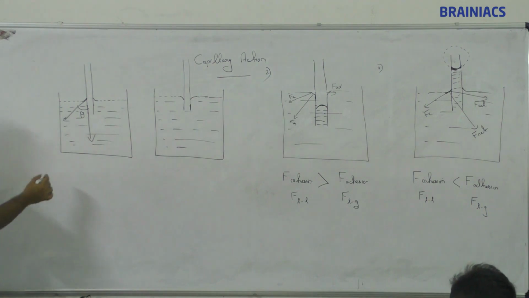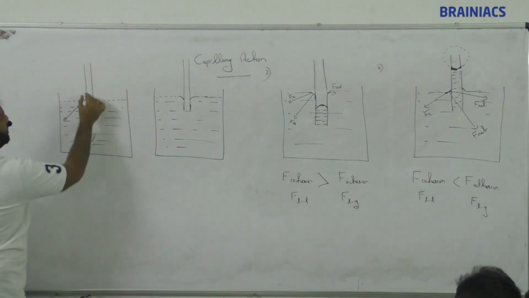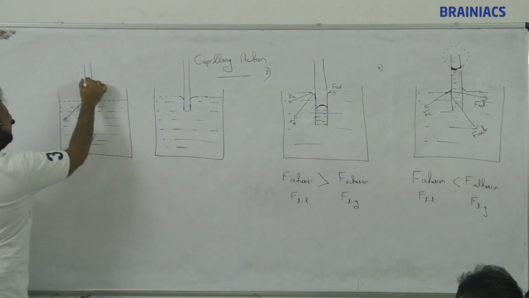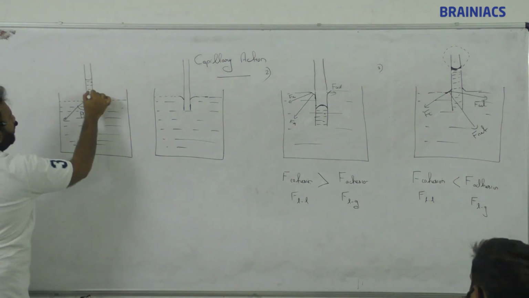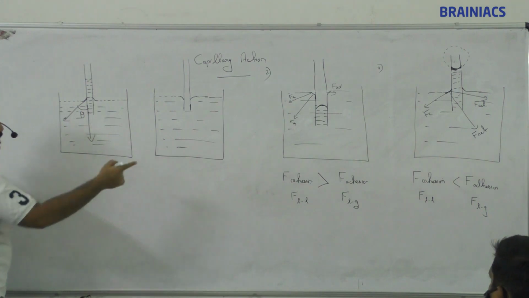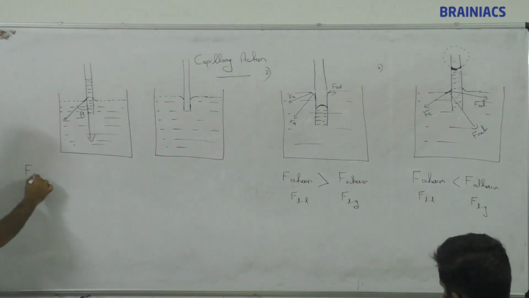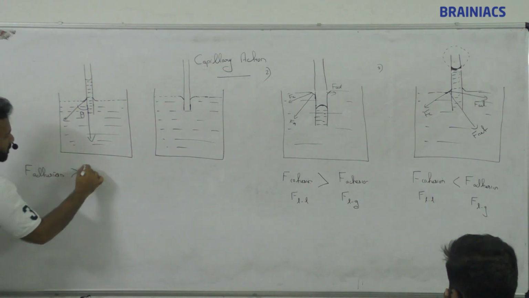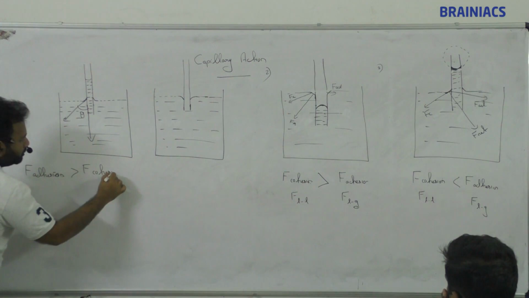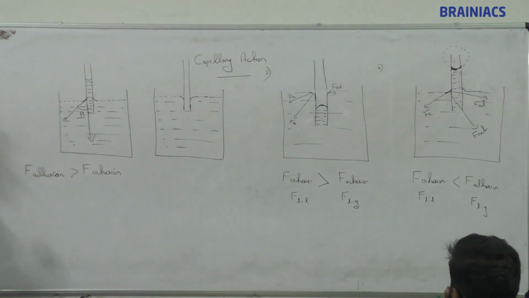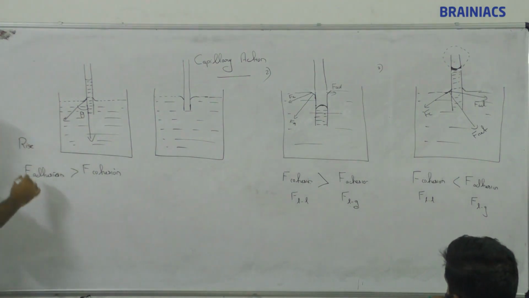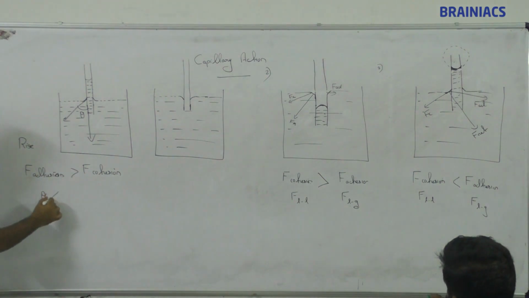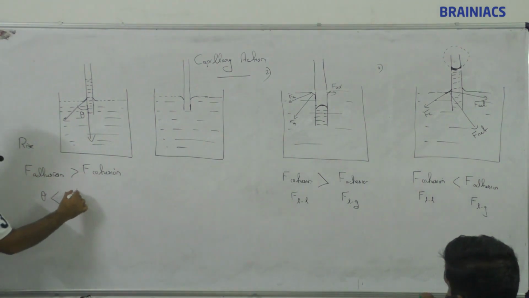So for capillary rise, so this is going to be the capillary rise. That is where I have force of adhesion greater than force of cohesion. So force of adhesion is greater than force of cohesion, or capillary rise is happening. So in this case I know that theta is less than what? 90 degrees.